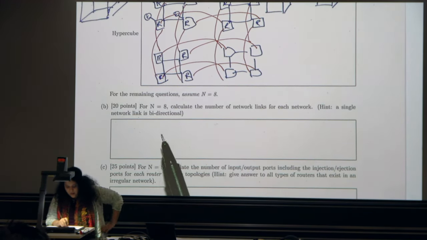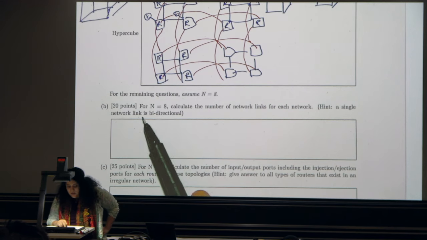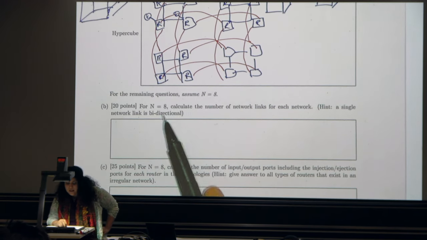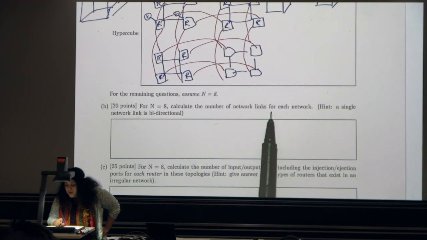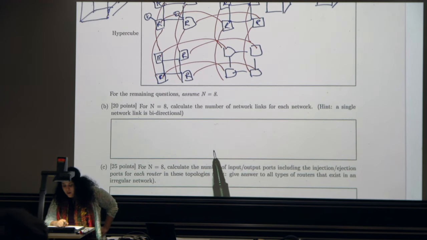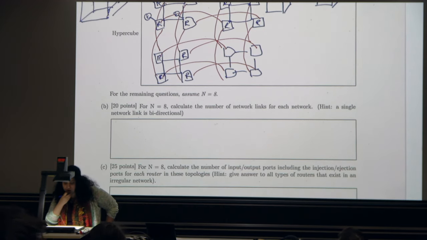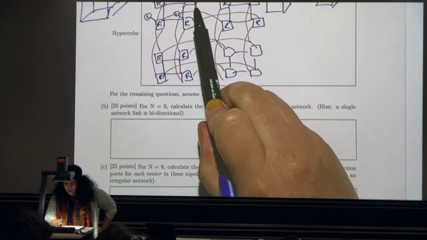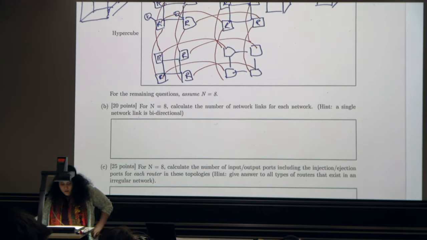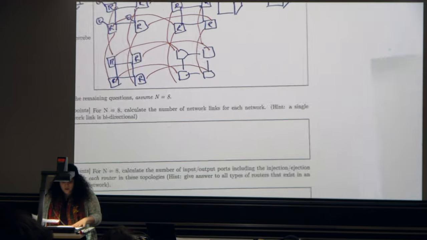So let's see what the next part is asking. It says, okay, so now assume your n is 8. Calculate the number of network links for each network. And it says that a single network link is bidirectional. So like here, you can go from here to here and also vice versa. So let's take a look at the old solution.